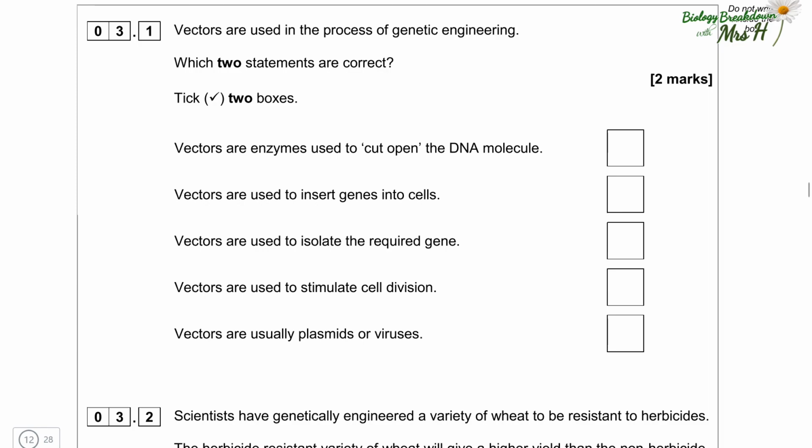Question 3. Vectors are used in the process of genetic engineering. Which 2 statements are correct? Vectors are enzymes used to cut open the DNA molecule. No, they're not. Vectors are used to insert genes into cells. Yes. Vectors are used to isolate the required gene. No. Vectors are used to stimulate cell division. No. Vectors are usually plasmids or viruses. Yes. Now, these vectors that are used in genetic engineering are obviously different from the kinds of vectors we talk about in communicable diseases. There's lots of different types of vectors.